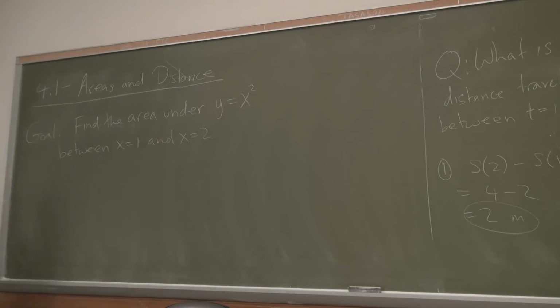This is our goal. We want to find the area under this curve. So here I have y equals x squared. I look at 1, and I look at 2. I want to find this area, right? That's the goal.